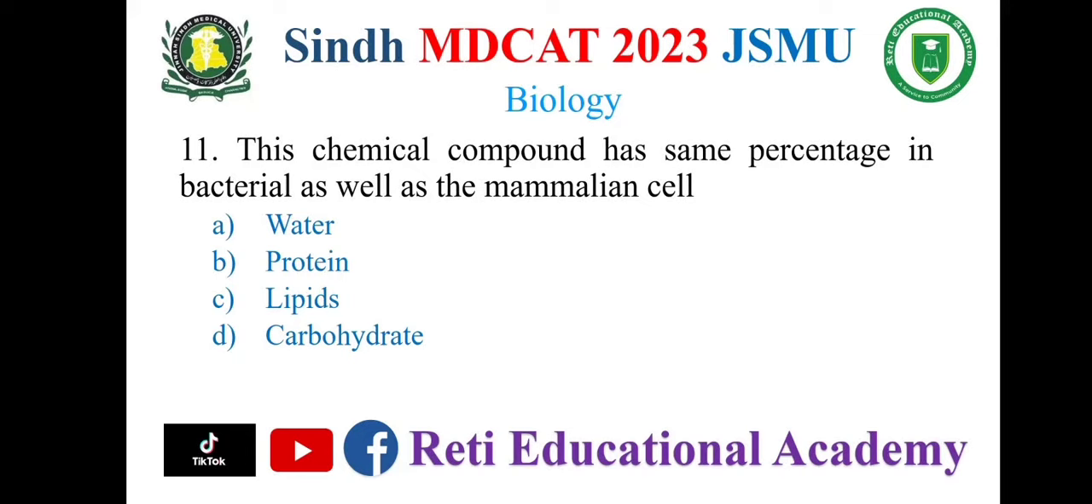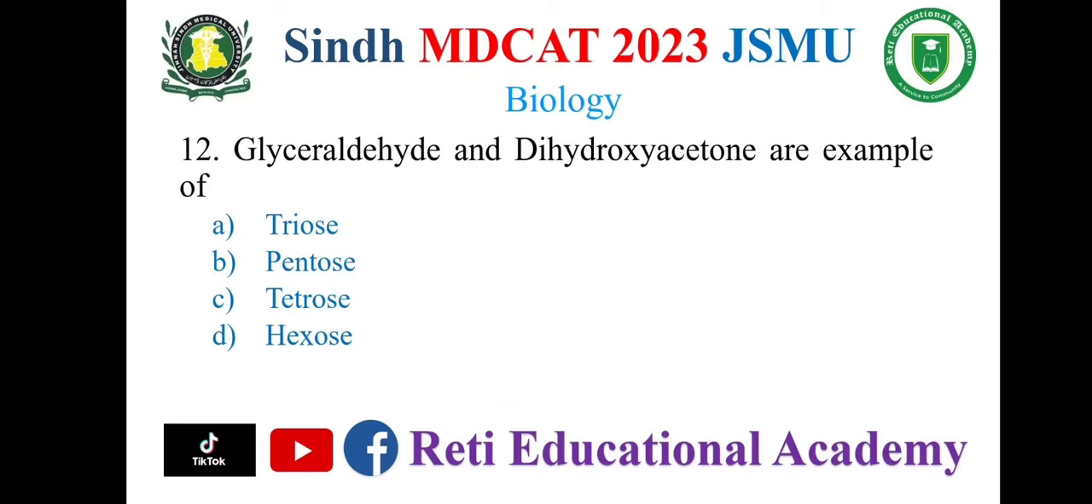Question number 11. This chemical compound has some same percentage in bacterial as well as mammalian cell. A. Water. B. Protein. C. Lipids. D. Carbohydrate. And the correct answer is A. Water.